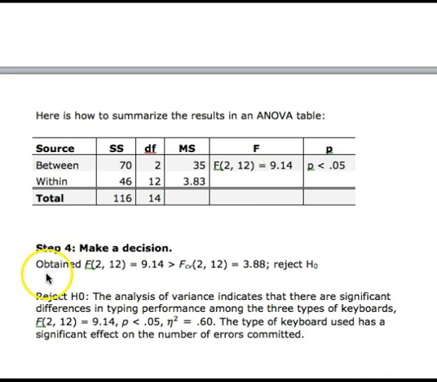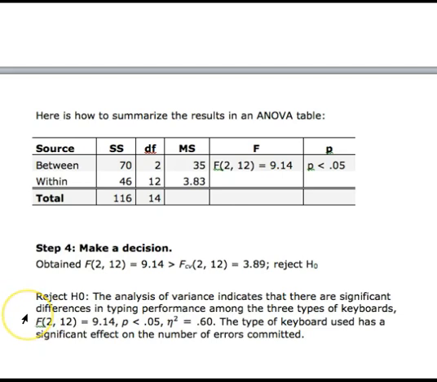So step 4 is to make the decision. The obtained F with 2 and 12 degrees of freedom is equal to 9.14, which is greater than F critical of 2 and 12, equal to 3.89. Whoops, there we go, 3.89. So our decision is to reject the null hypothesis.